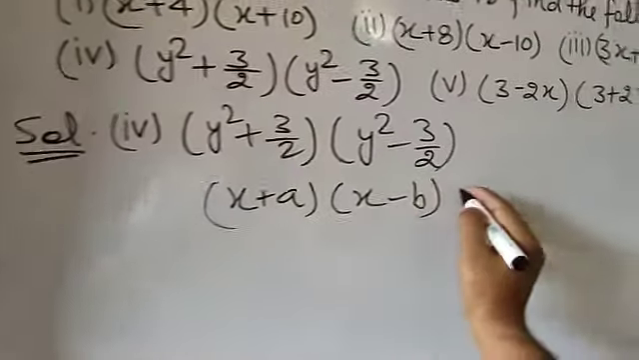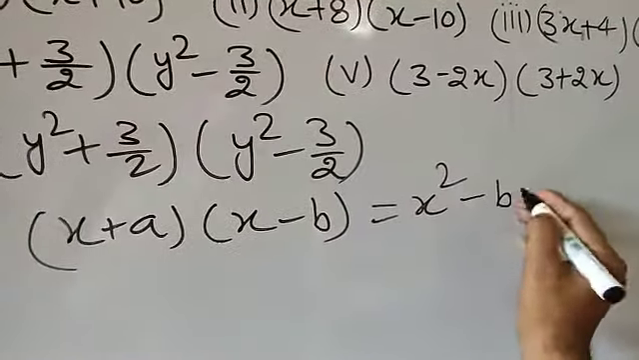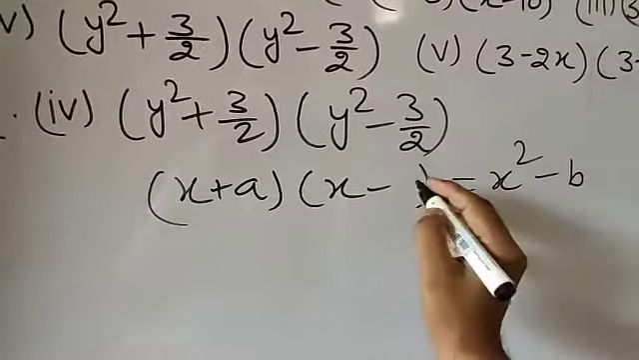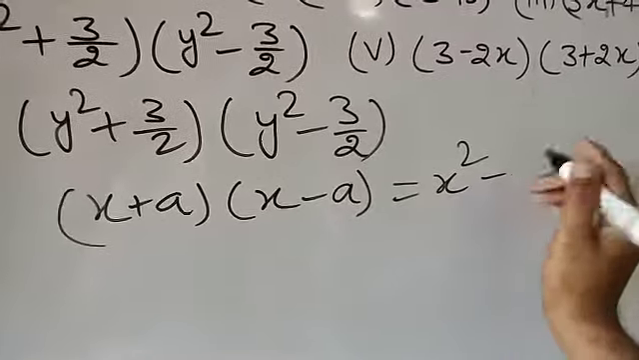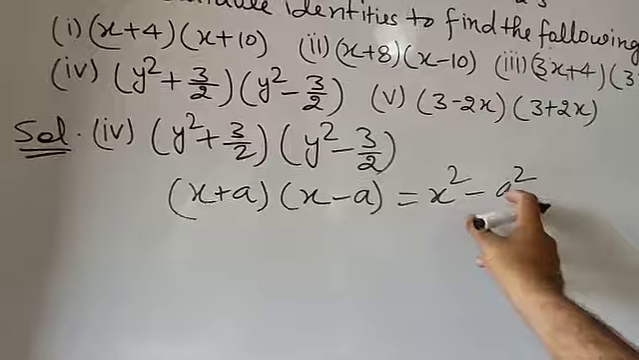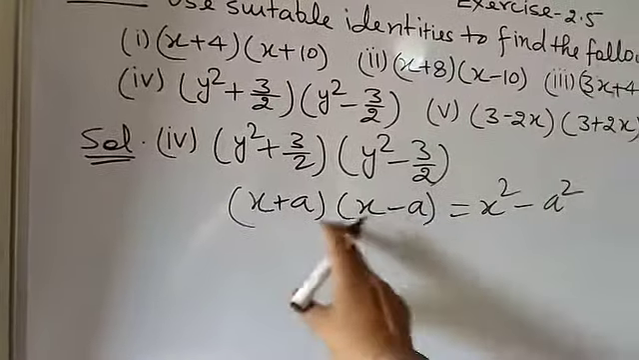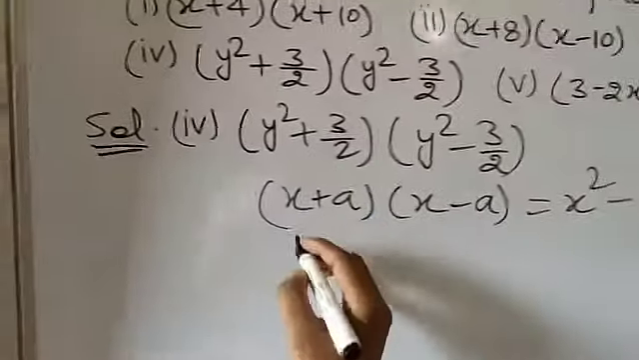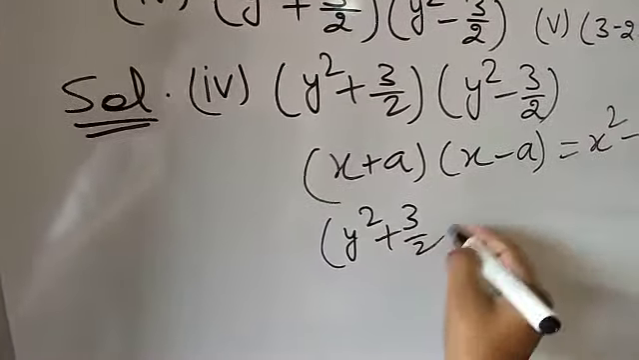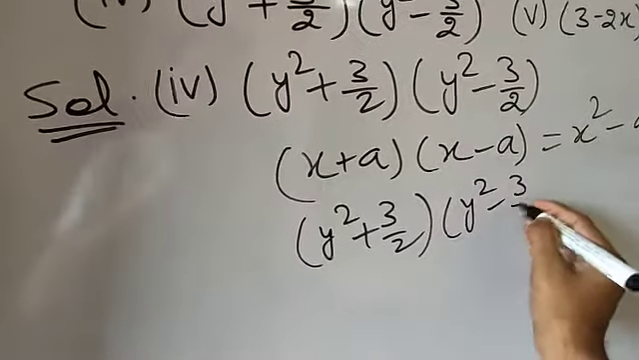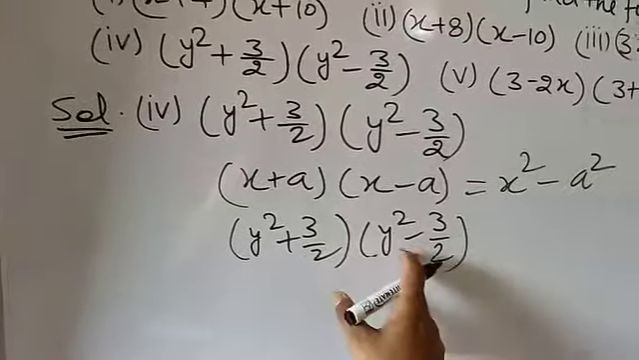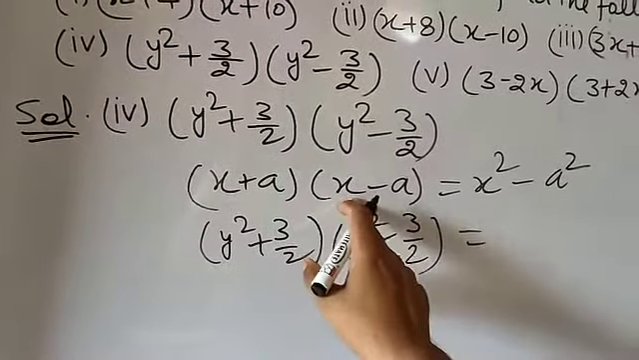I had given this identity: x plus a into x minus a is equal to x square minus a square. If both the values are the same and only the sign is different, it can be written like this. So again, the question is y square plus 3 by 2 into y square minus 3 by 2. Here in both brackets the values are the same, only the sign is different, so you will apply this identity.